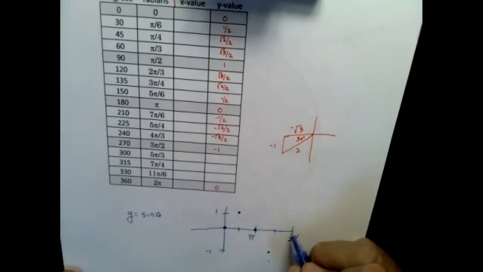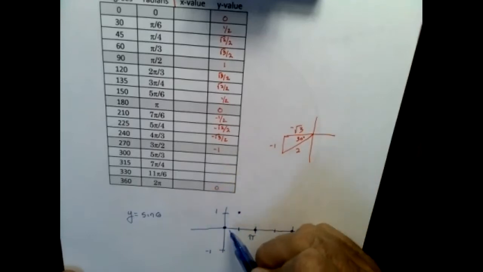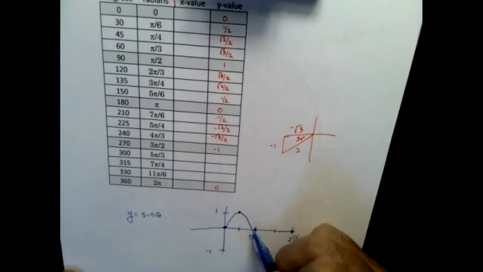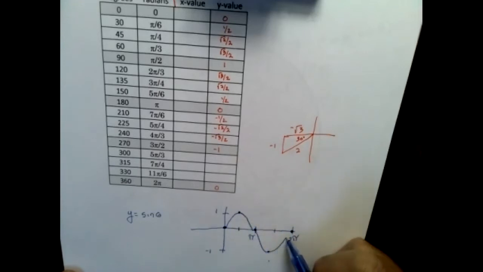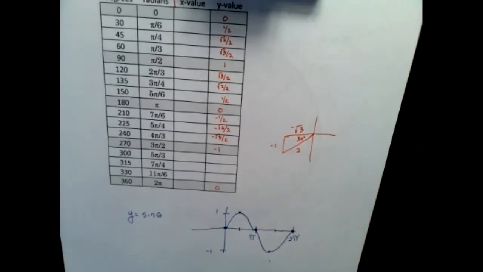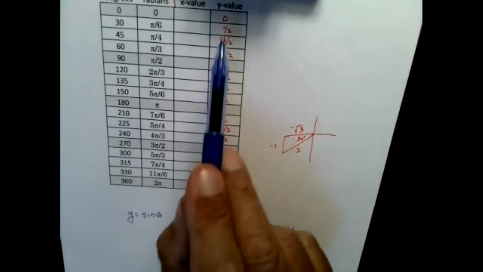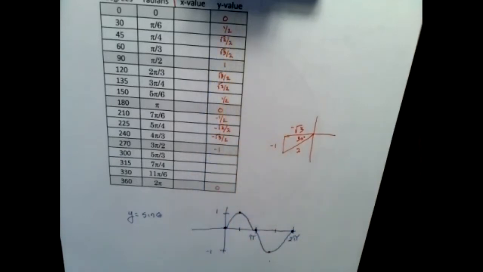I don't have all the values in, but I think I see that this guy looks something like this. That's the graph of y equals the sine of theta. Starts at 0. Again, we're getting all these values from our unit circle. We're using the radians as our x values, and our y values are the sine of theta coming out of this column.